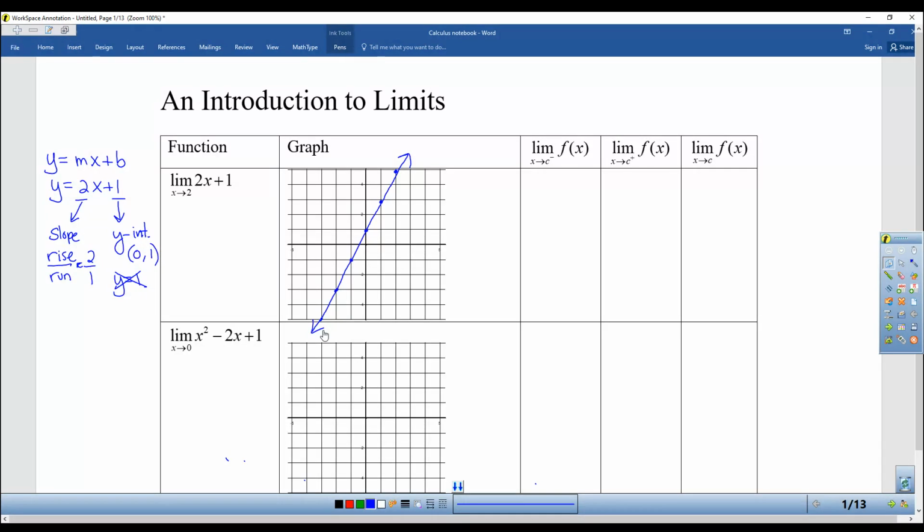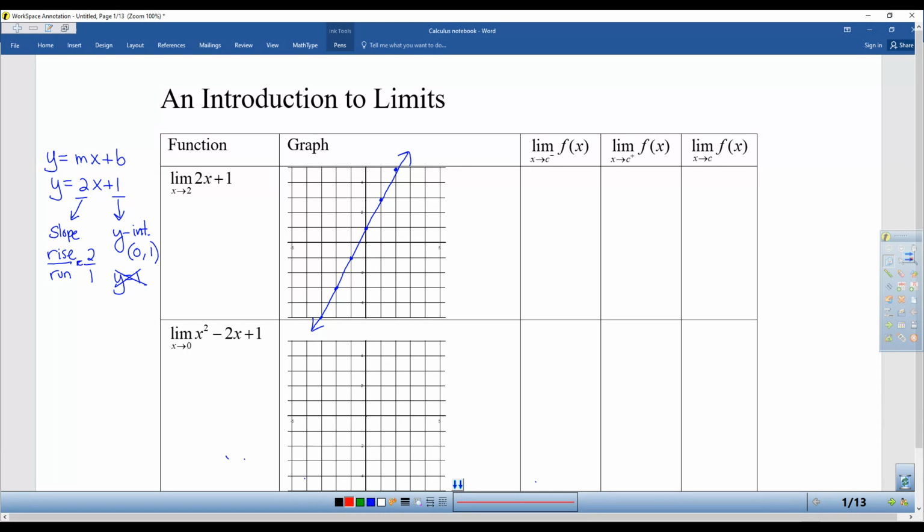Next, we're going to do a parabola. So we're working with y is equal to x squared minus 2x plus 1. There's several different ways to graph a parabola. I'm just going to tell you right now that 90% of the time, I'm going to graph it by factoring. I think it's the easiest way to graph a parabola when you just want the general shape.